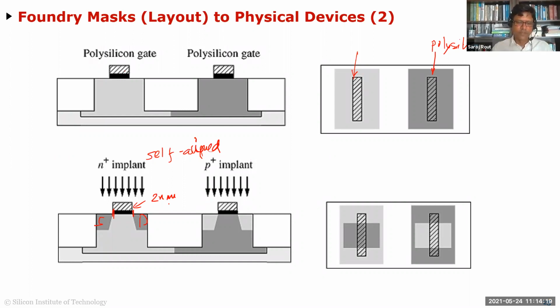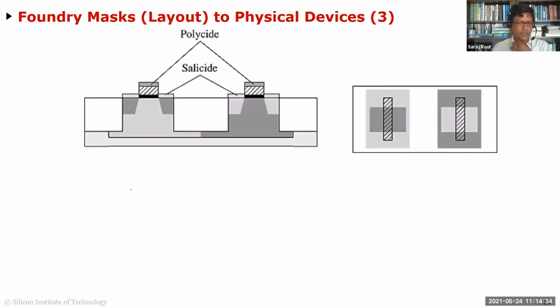So this self-alignment process assures that the source and drain start and stop exactly where the gate ends. And that's probably one critical step which decides this whole Moore's law, because without that, it would have been really, really tough. I won't go into the detail, but I think you get the idea.